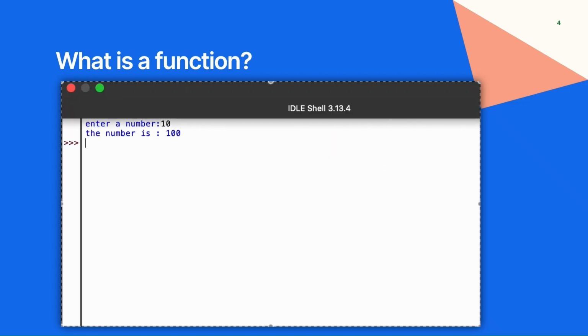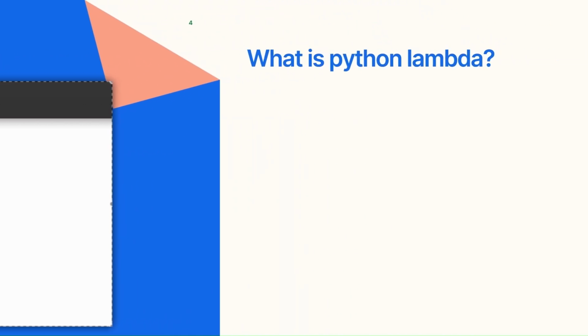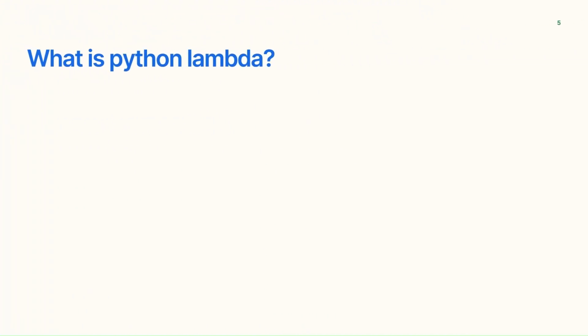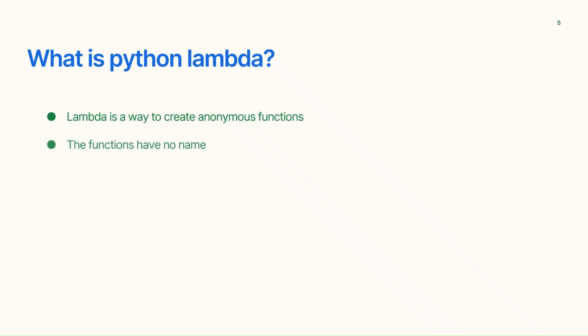Now that we know how a regular function works, let's explore Python Lambda functions. Lambda is a way to create anonymous functions. Lambda is used to quickly create small anonymous functions without defining them formally. The functions have no name. These functions don't need a name unless we assign them to a variable. Lambda will return the result automatically. Lambda automatically returns the result of its single expression.